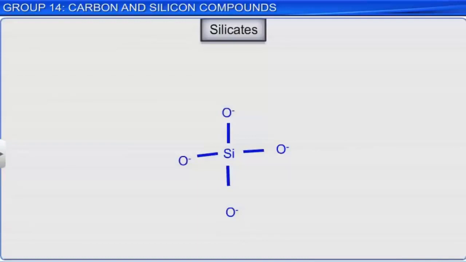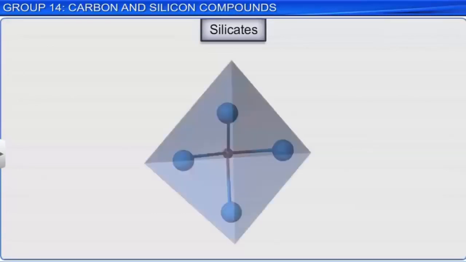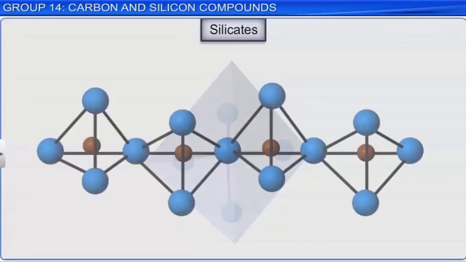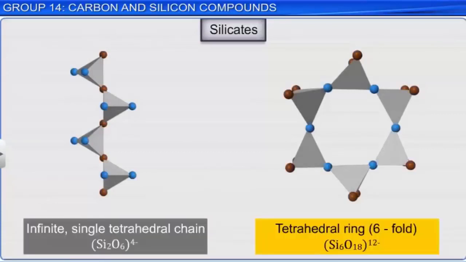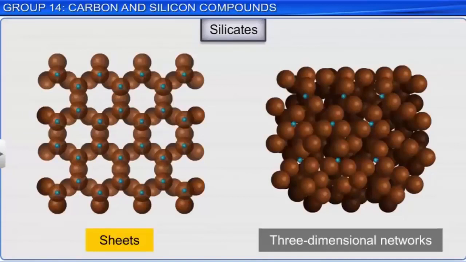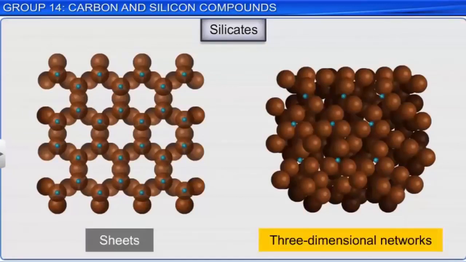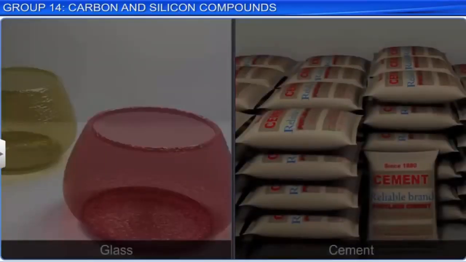The main structural unit of silicates is the ion SiO4-4. This polyatomic ion has a tetrahedral geometry around the central silicon atom. The tetrahedral units of silicates may be joined together at the corners by sharing oxygen atoms. Silicates are thus able to form chains, rings, sheets, or three-dimensional networks, as illustrated here. Two important silicates are glass and cement.